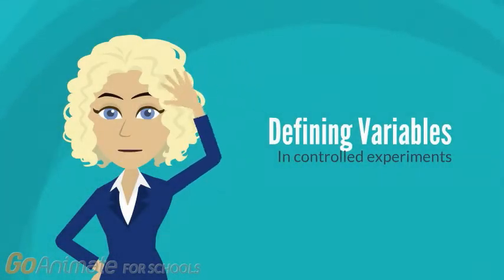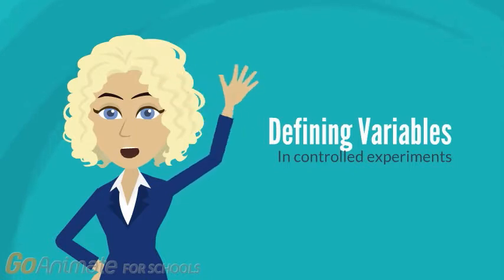Hello, 7th grade science students. Today we're going to talk about defining variables in a controlled scientific experiment. Let's get started.